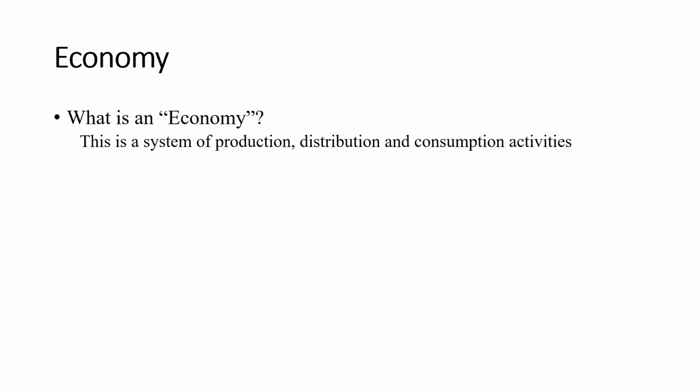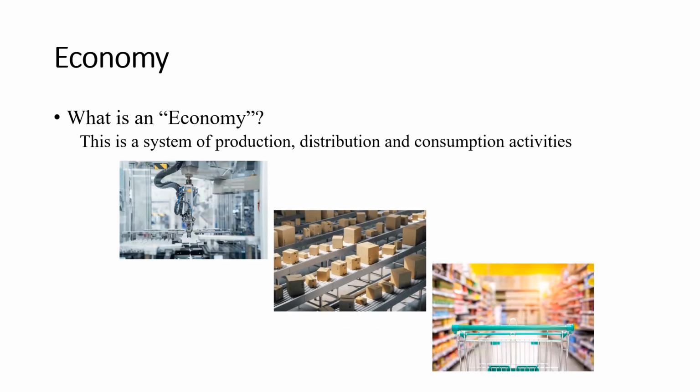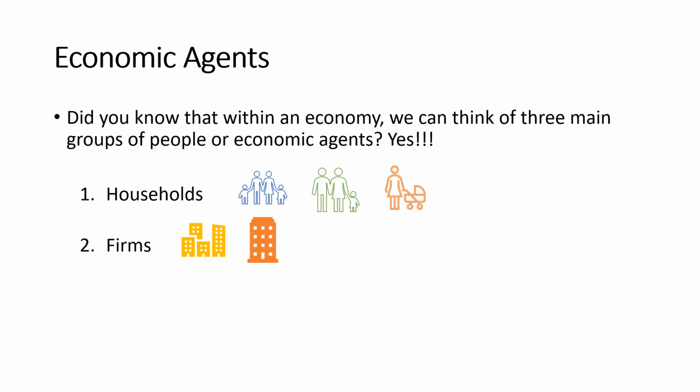Now, what is an economy? This is a system of production, distribution, and consumption activities. Did you know that within an economy, we can think of three main groups of people or economic agents? Yes, households, firms, and the government.